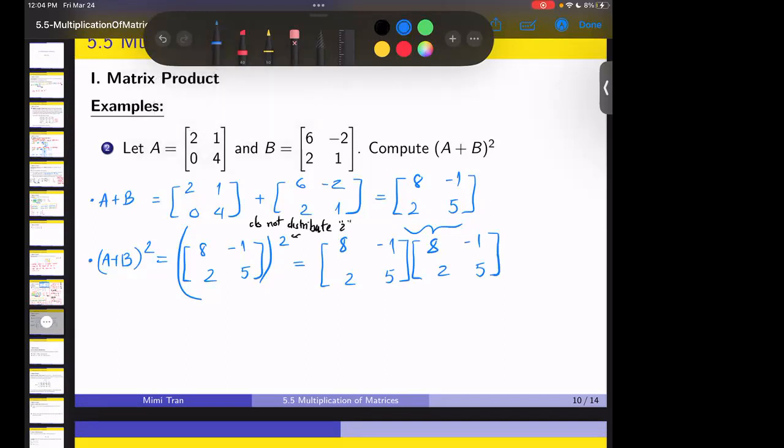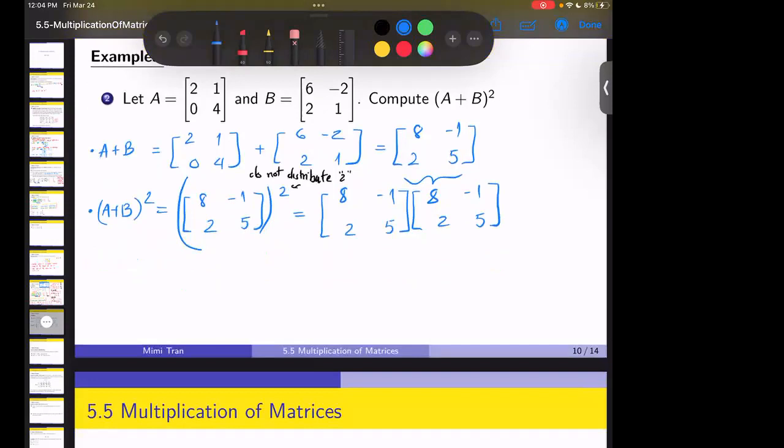All right, matrix multiplication. First row, first column. 8 times 8, plus negative 1 times 2. 8 times 8 is 64. Minus 2 is 62. So far, so good.